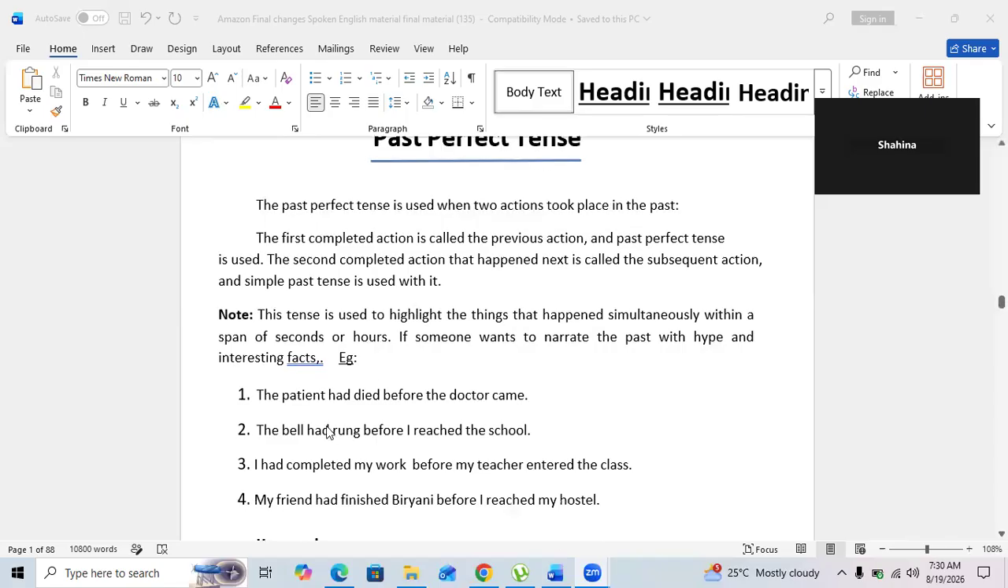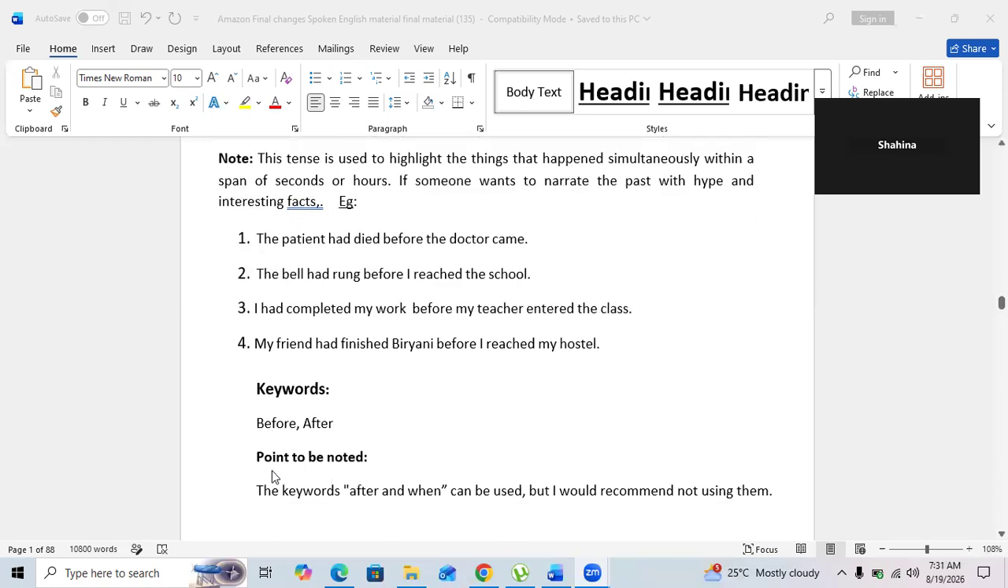For example, if there is a child, he can tell his friends that the bell had rung before I reached the school. It means I reached school after the bell rang. I had completed my work before the teacher entered the class. Let's say a child is telling his classmates that I had completed my homework before the teacher came into the class. So what are we following, what's the syntax?